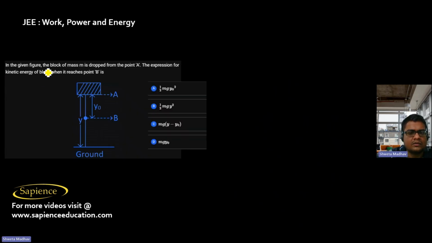Then here it is told in the given figure, the block of mass m, small m, is dropped from the point A. The expression for the kinetic energy of the block when it reaches point B is.